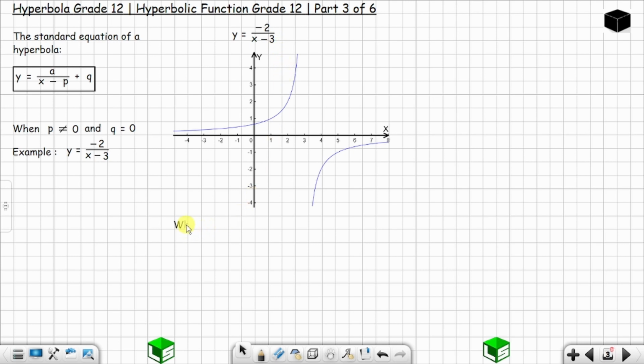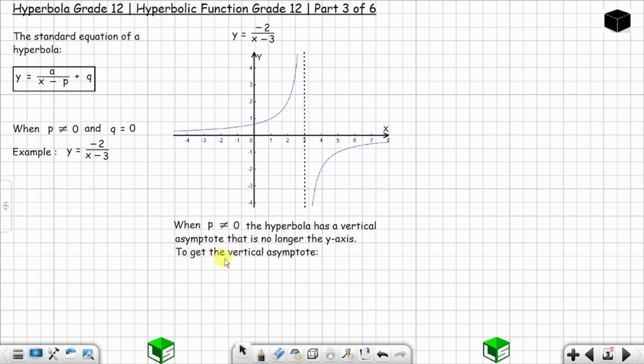Now, when p is not equal to 0, the hyperbola has a vertical asymptote that is no longer the y-axis. You can see that when p is equal to 0, the y-axis is acting as the vertical asymptote. But p is not equal to 0, so you now have a vertical asymptote which is no longer the y-axis.